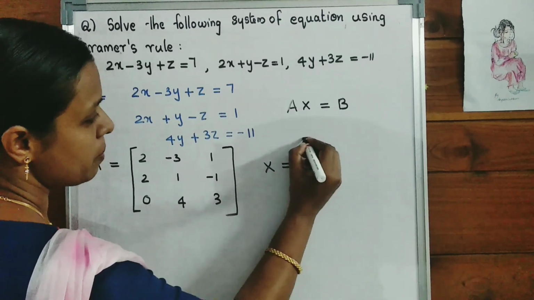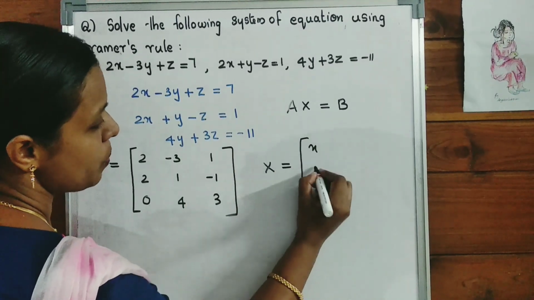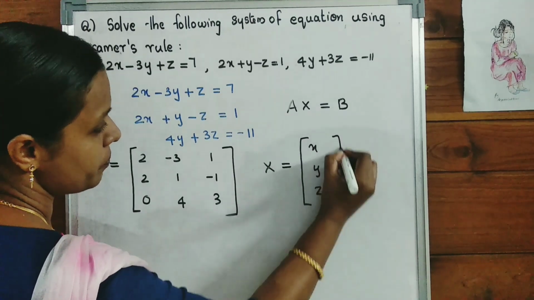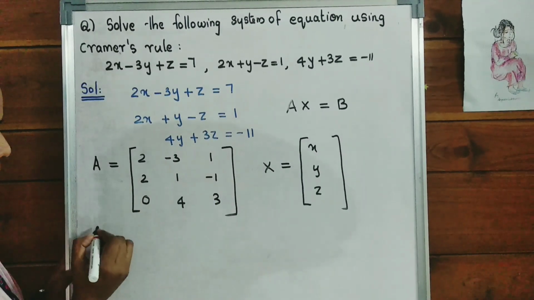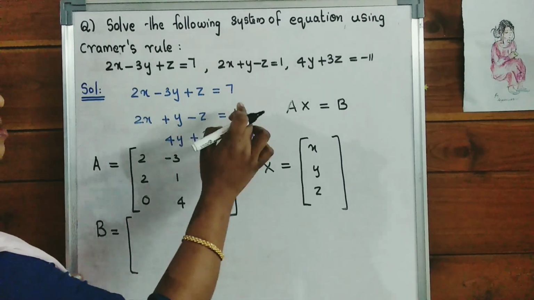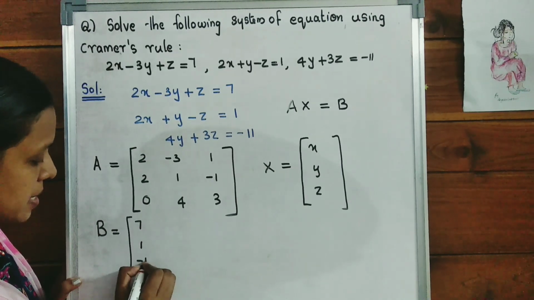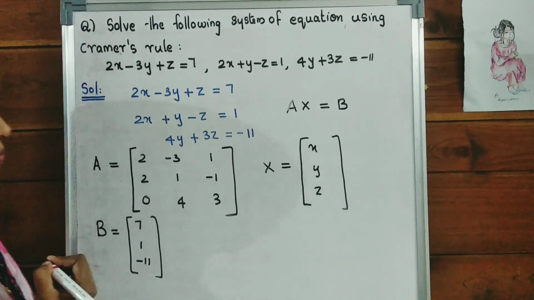x is equal to matrix. Here the variables are x, y, z, so we write x, y, z as a column. Next we write b. Here b is the constant matrix, that is the constants 7, 1, minus 11. Okay.